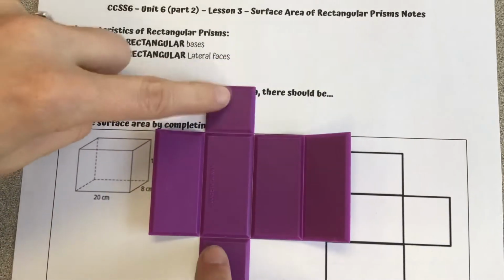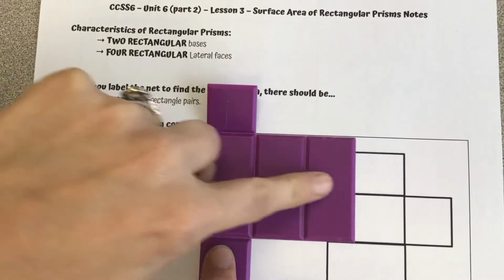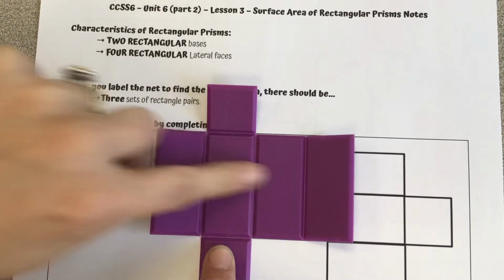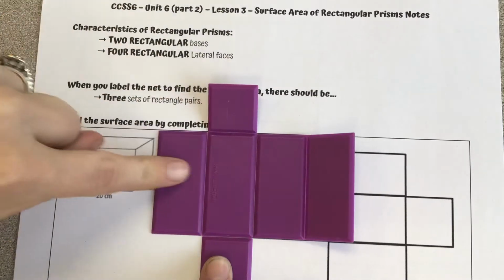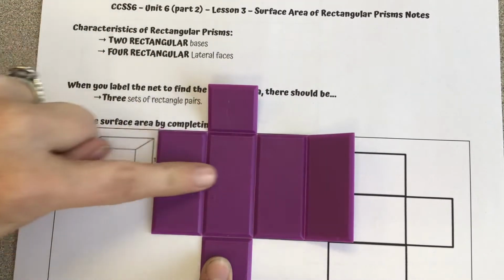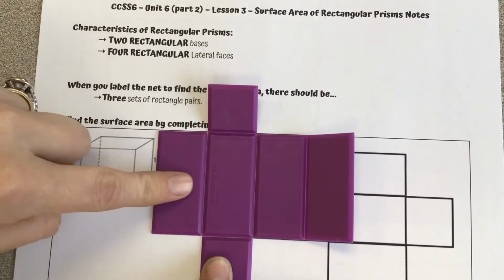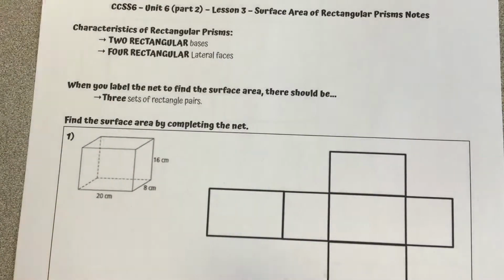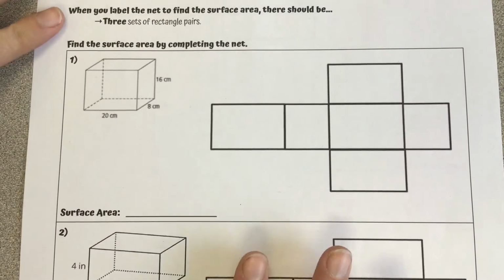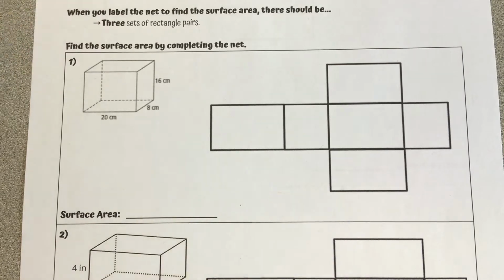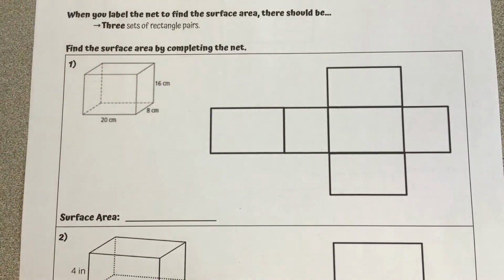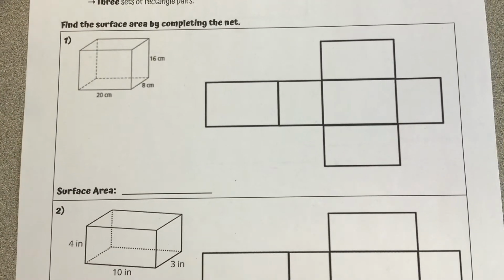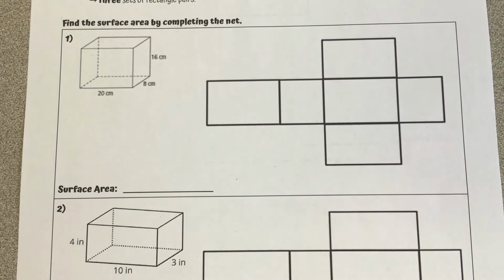There are two bases, one on the top, one on the bottom. There are 4 lateral sides. There's always going to be 2 bases with prisms, and the lateral sides are based on the shape. Since a rectangle has 4 sides, the lateral sides are 4. When you label the net to find the surface area, there should be 3 sets of rectangular pairs. And we'll talk about that as we are completing the problem, and it'll make a little bit more sense.